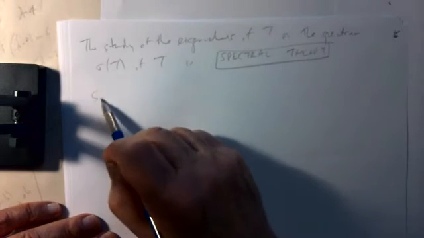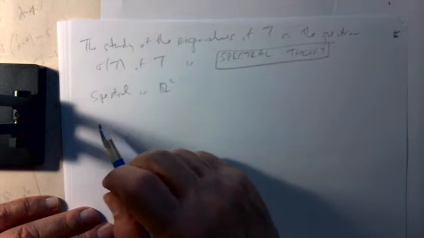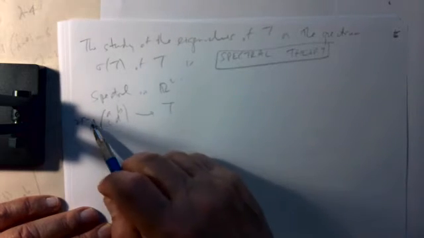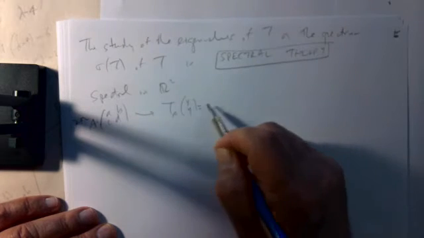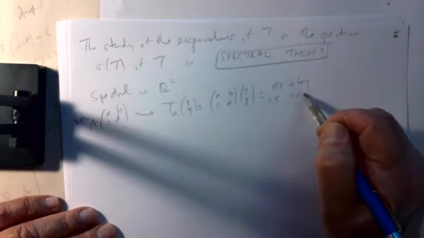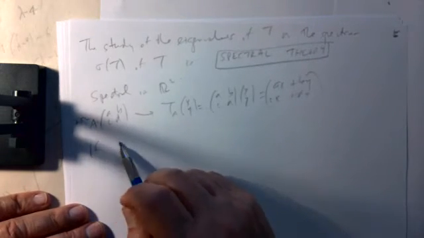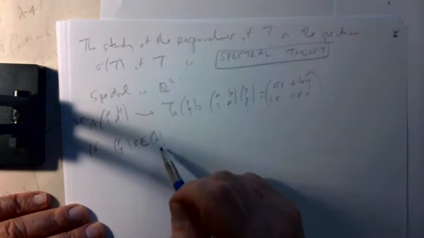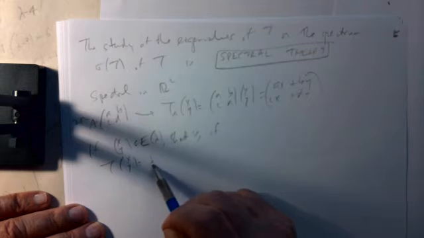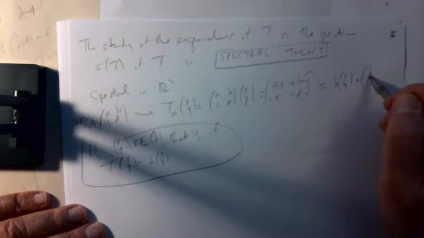So let's do spectral theory in R2. So again, if you have a 2 by 2 matrix A, B, C, D, call this A, you have this linear operator T sub A of xy, which is just the matrix times xy. That's ax plus by, cx plus dy. And if xy is in the eigenspace of some eigenvalue lambda, that is, if T of xy is lambda times xy, well, here's T of xy. This is going to be lambda times xy, which is lambda x, lambda y.